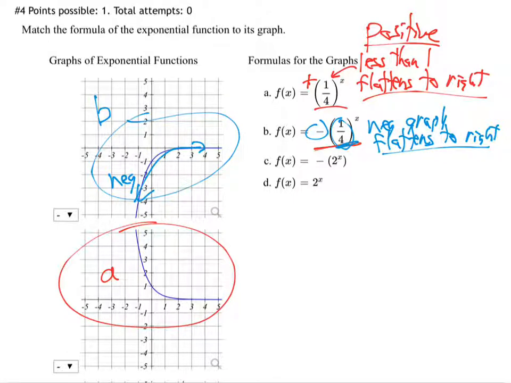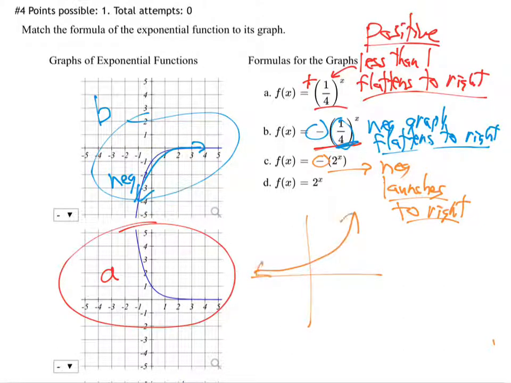Good, okay. So now let's try this next one. This one is a negative graph, and it launches to the right. It's a negative graph and it launches. I should be saying, instead of up or down, that it launches on one side, flattens on the other. That's what all exponential graphs do. Let me just show you the idea. All the graphs flatten on one side, launch on the other, but they can do it different ways.